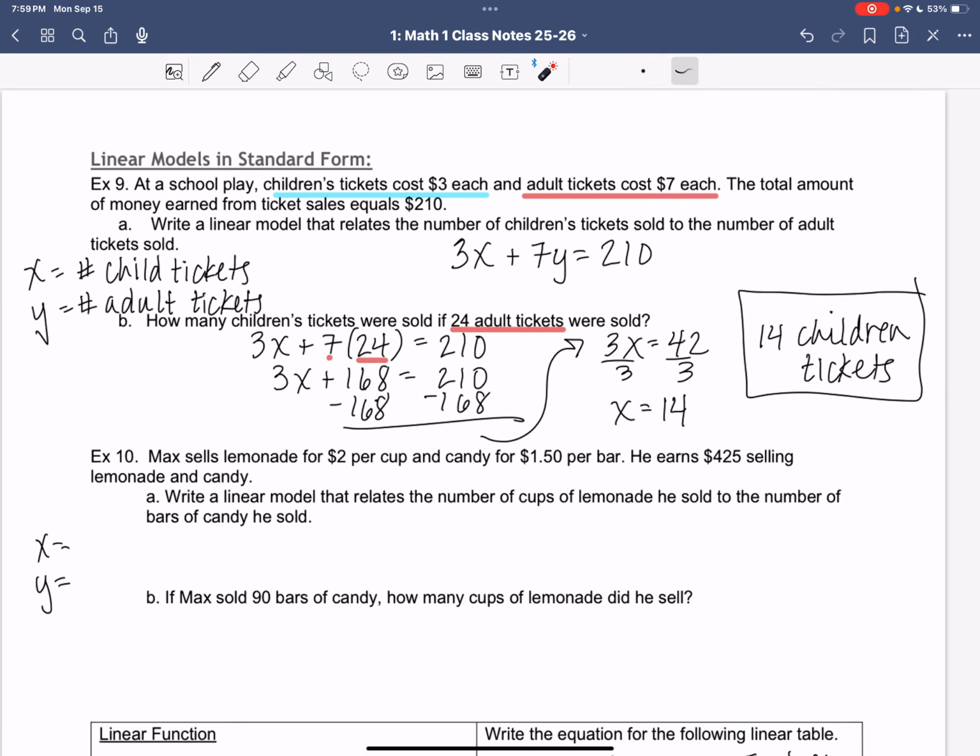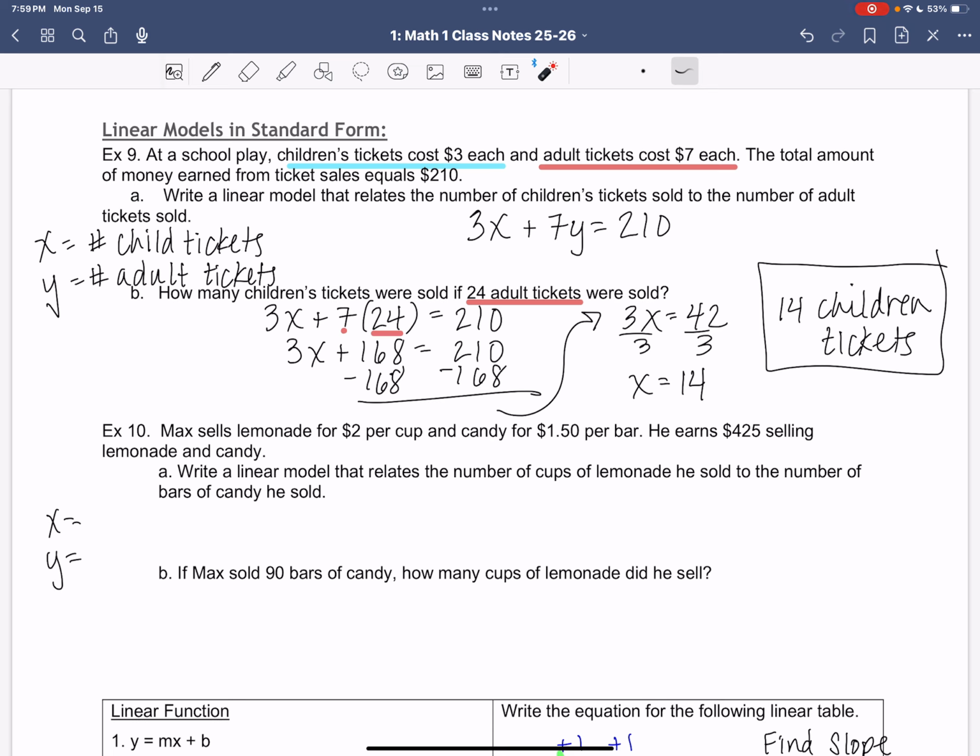And then now we're going to talk about linear models in standard form. So remember, we said standard was the ax plus by equals c. So when you're doing this for word problems, it's important to use variables that work with the situation. In this case, it wanted you to use a linear model with x and y, but truthfully, if I were to have done this just to solve, I probably would have said C for child tickets and A for adult tickets, just to make sense with the situation. So I could have said 3C plus 7A equals 210. That's also another way to set it up, but always make sure you say what your variables represent.